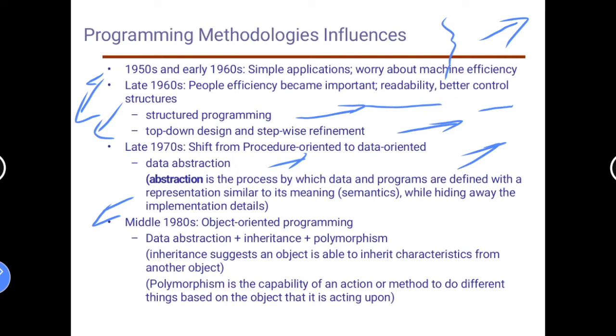Abstraction means that you have to know that this is happening, but how this is happening you don't need to care. This is a basic example of abstraction. Around 1980, object-oriented programming came into the picture. In this, data abstraction, inheritance and polymorphism come into the picture.